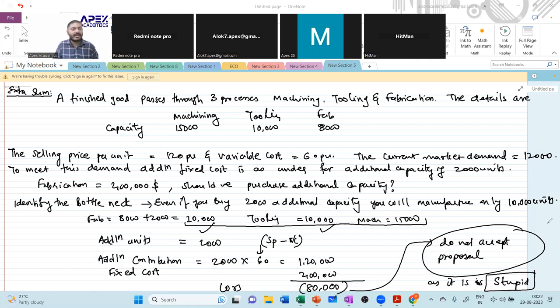It is stupid. Why? You want to lose 80,000 rupees? It is stupidity. Are you with me? Yes or no? Are you able to solve it? Clear? Take a screenshot. Alok. Yes, sir. Done, sir.